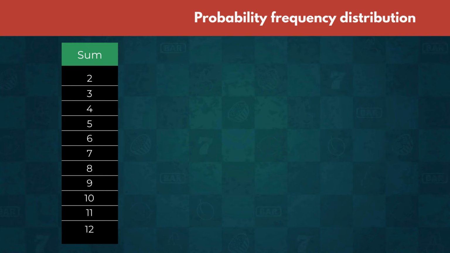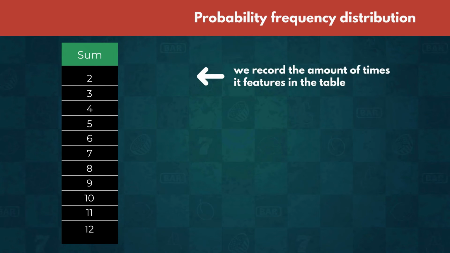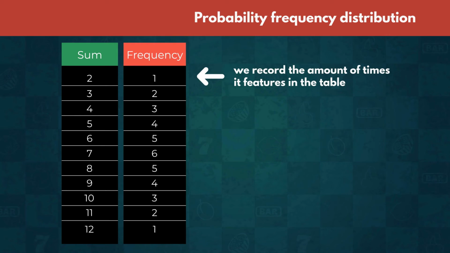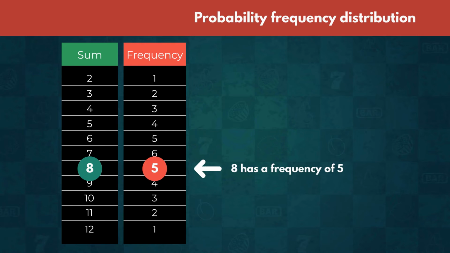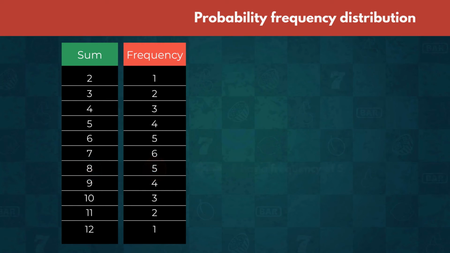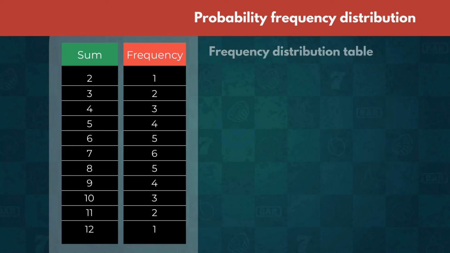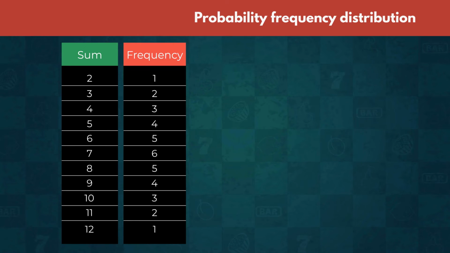Using the sample space table we already constructed, for each unique sum, we record the amount of times it features in the table. This value is known as the frequency of the outcome. For example, getting a sum of 8 in 5 different cases means that 8 has a frequency of 5. Okay. If we write out all the outcomes in ascending order and the frequency of each one, we construct a frequency distribution table. By examining this table, we can easily see how the frequency changes with the results.